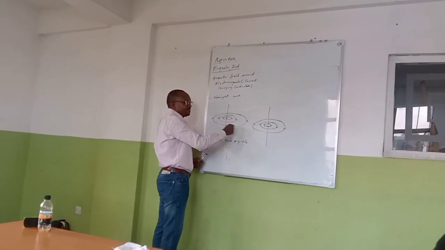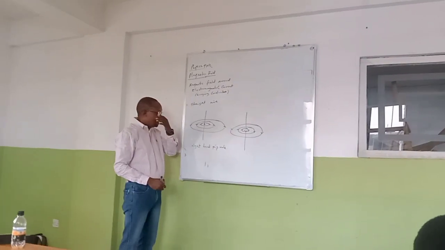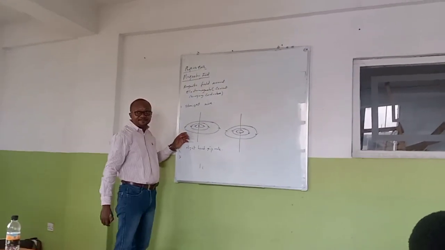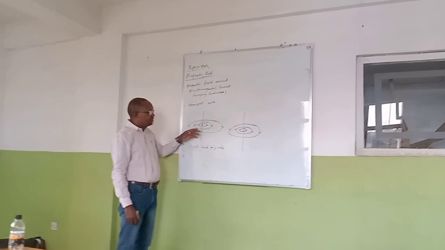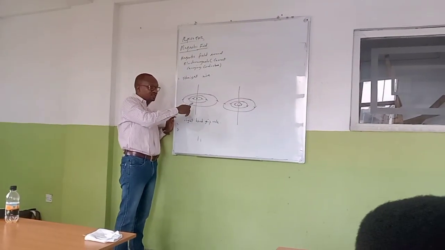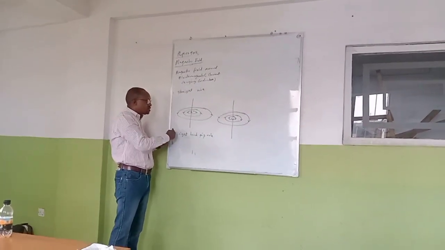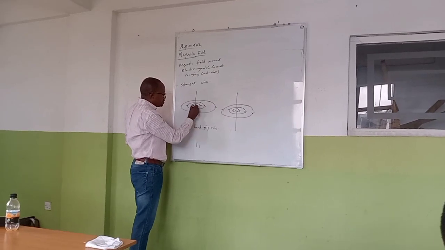So this wire is in what plane? Is it in the vertical plane or horizontal plane? It is in the vertical plane. The magnetic field lines are in what plane? Horizontal plane. What is the relationship between the wire and the field? They are perpendicular to each other.